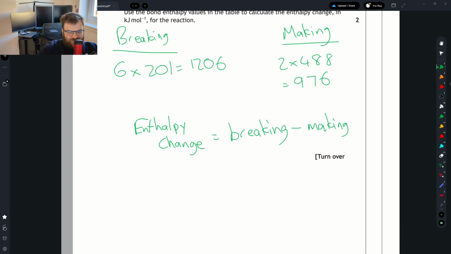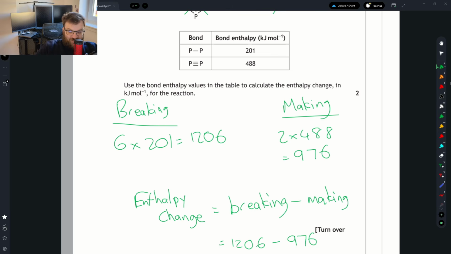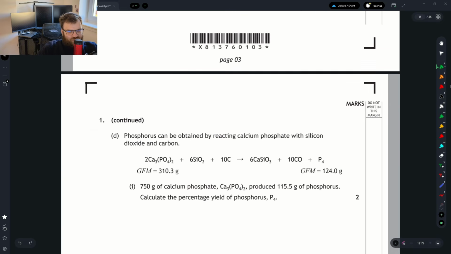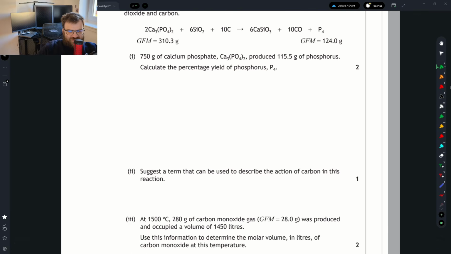When it comes to working out the enthalpy change, we do the breaking minus the making. That's 1206 take away 976, which will equal 230 kilojoules per mole. If you set it up this way, you just do the first one, take away the second one. The reason for that is you need to put energy in to break something, break a bond, and when bonds are made, energy is released. So it's endothermic, the first one takes energy in, making is exothermic, and that's where the negative comes in as well. But like I say, if you do breaking, making, you just take them away from each other, that will make it straightforward.